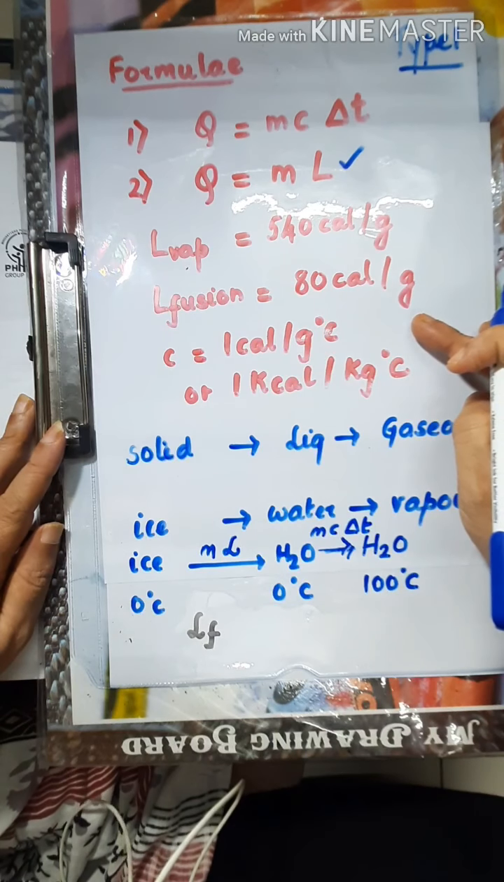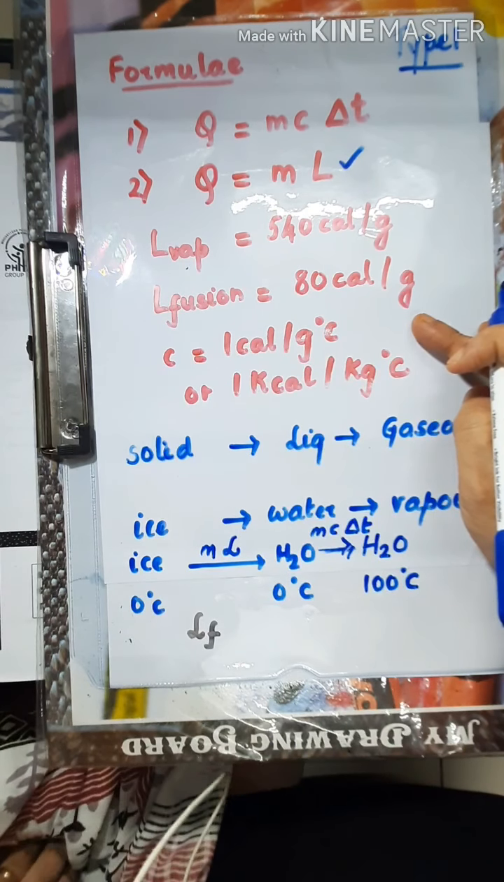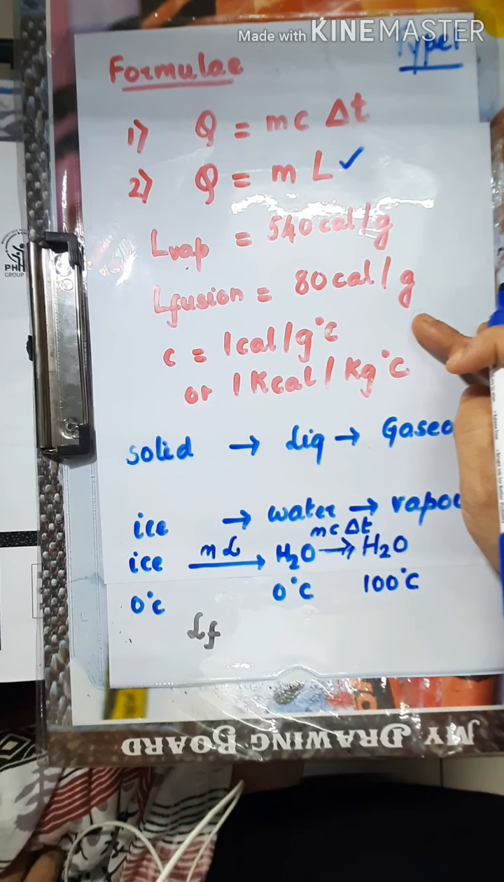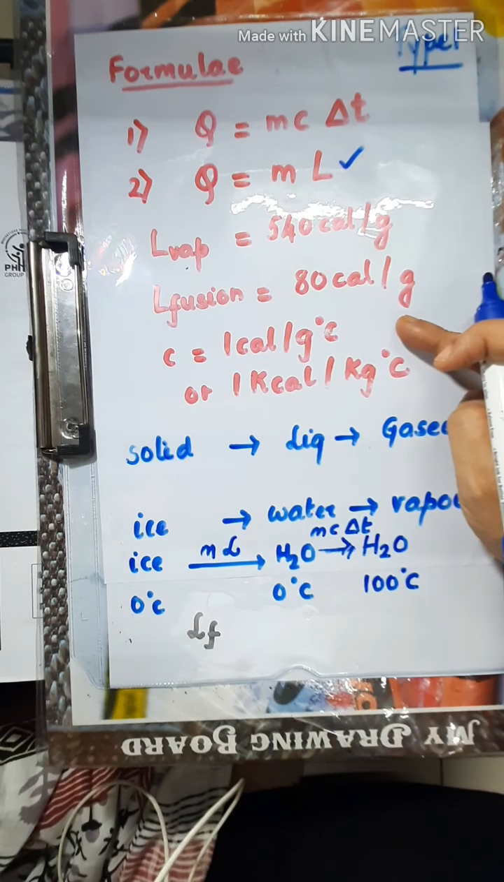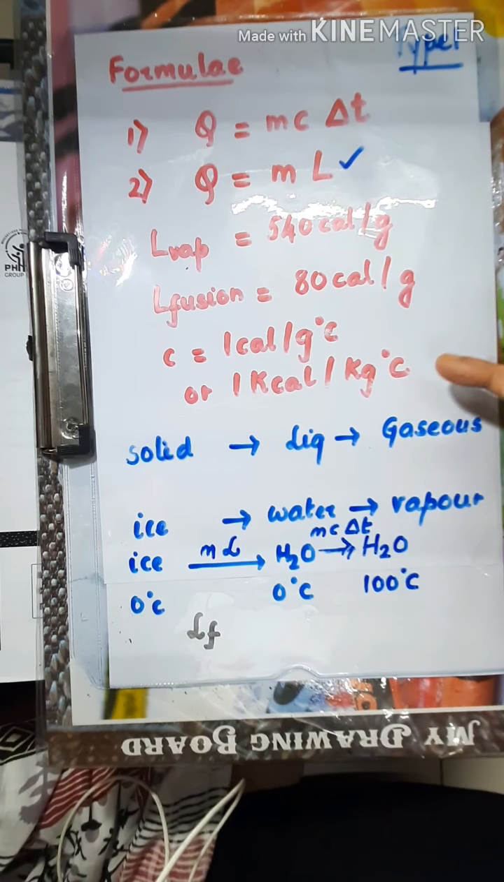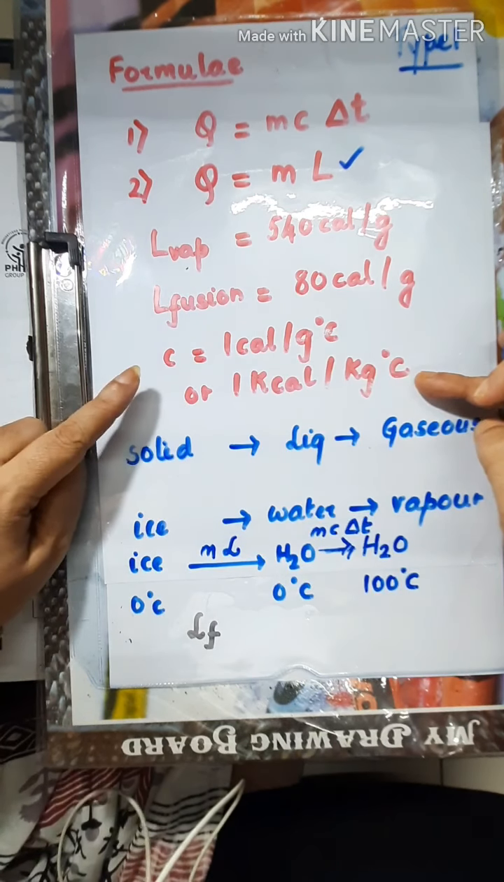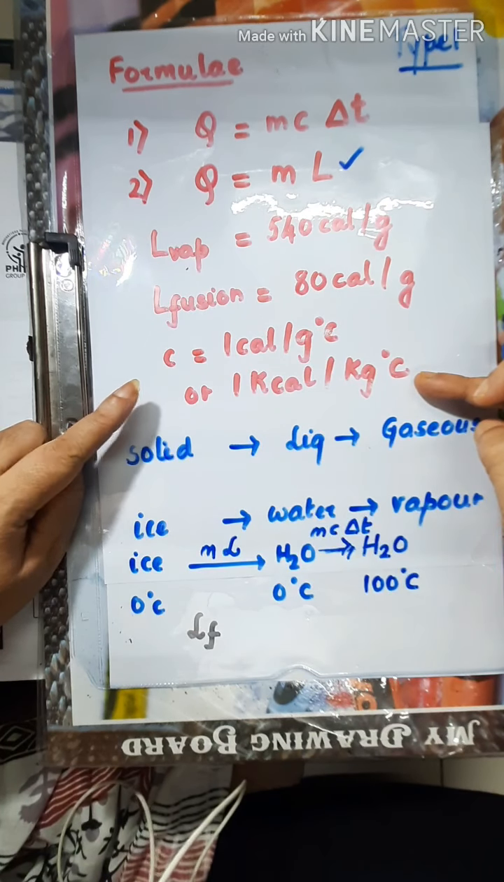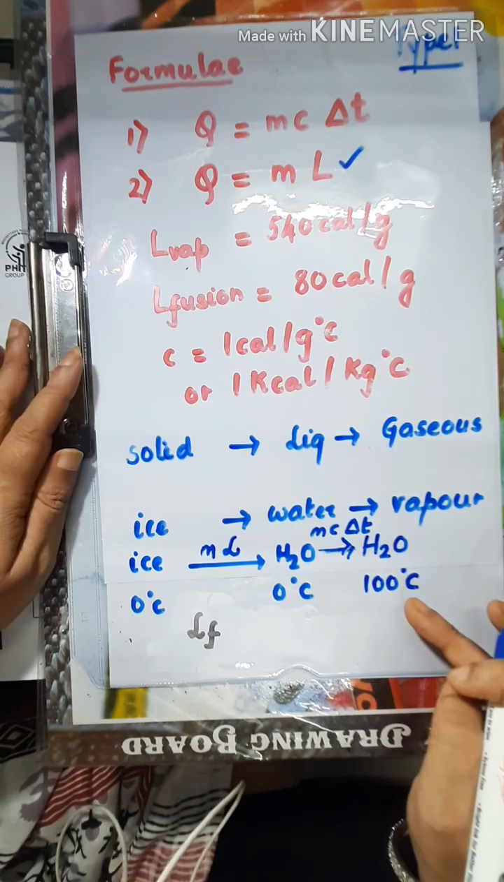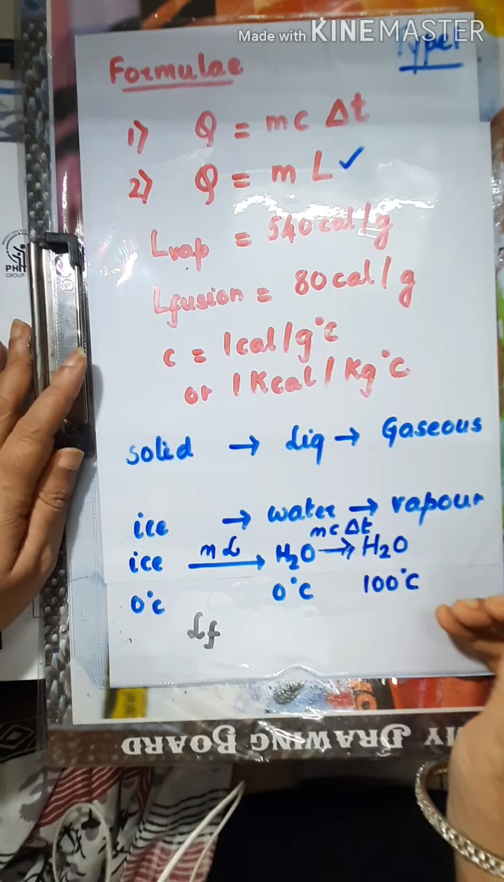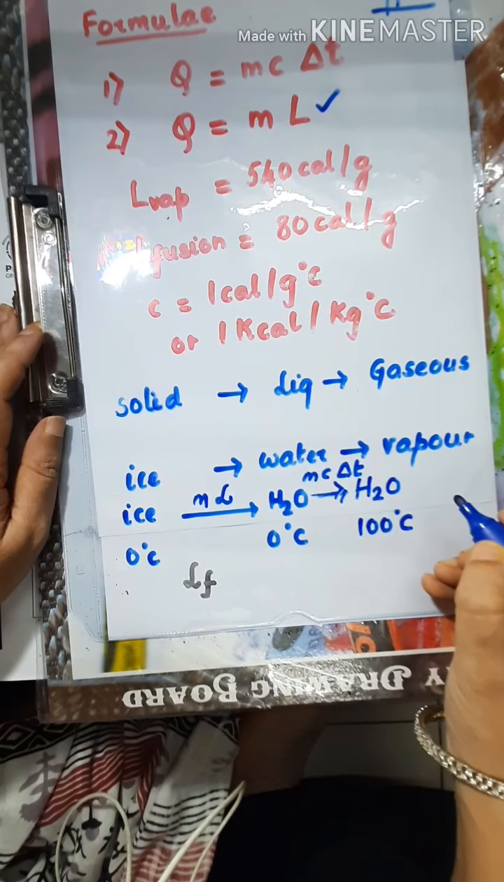What is C? C is the specific heat capacity of a substance. The specific heat capacity of water is 1 cal per gram degree Celsius or 1 kilocal per kilogram degree Celsius, right? So I am converting it from water at 0 degrees to water at 100 degrees. So I use the formula M, C and delta T.